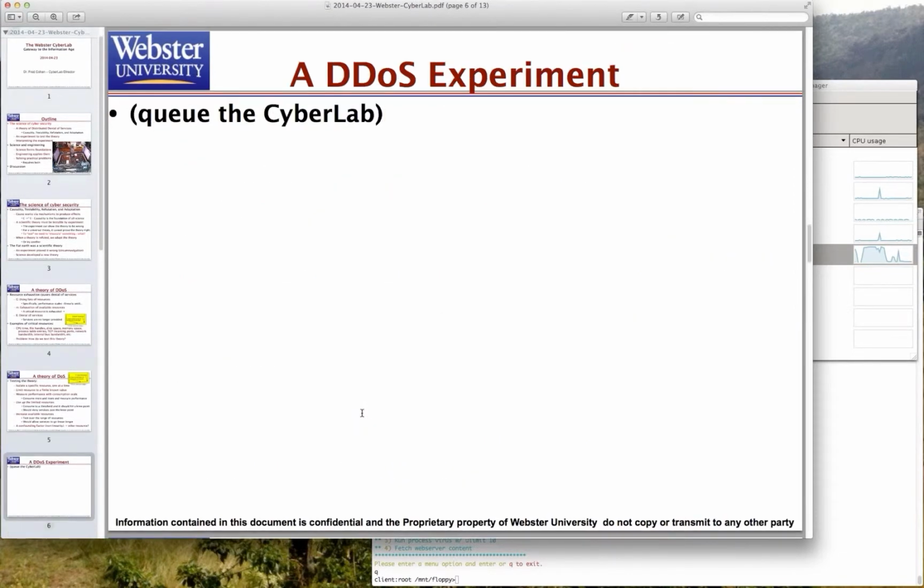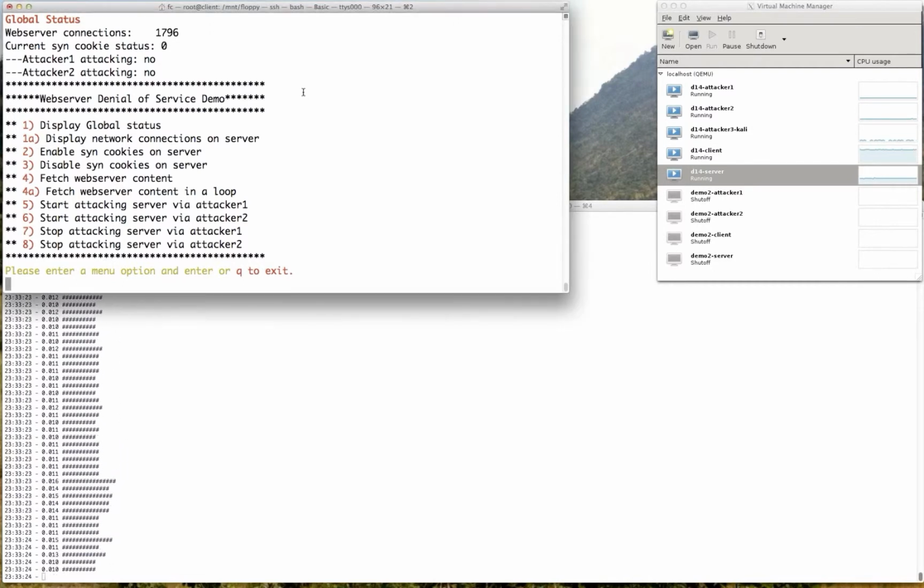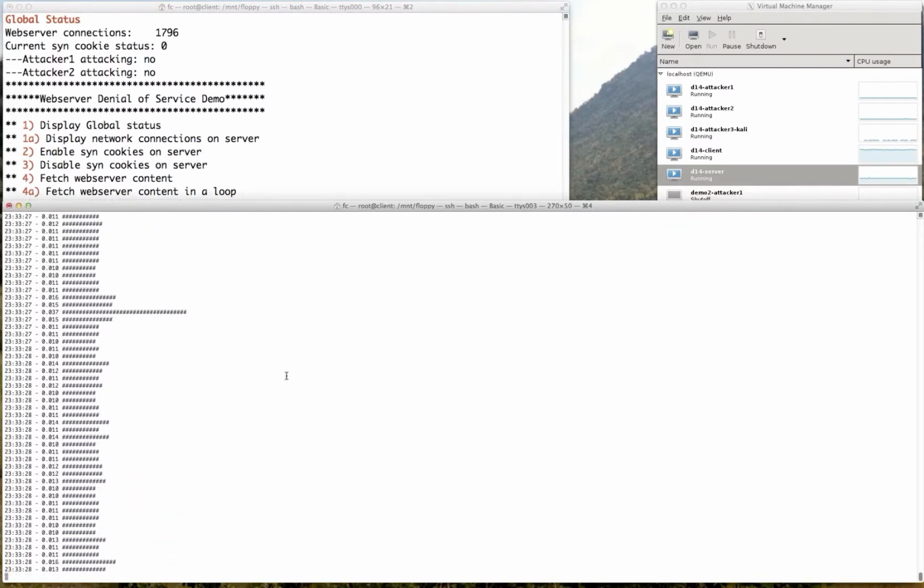Now I'm going to show you the experiment. This is a demonstration of the CyberLab with a distributed denial of service attack. In this particular case, we have a server D14, a client that communicates to the server, and two attackers. We're logged into the client here, and this is a menu to drive the attack. This is a display that tells you how much time it takes to retrieve a web page. Each one of these lines is one web page retrieval. You can see it's taking about 1/100th of a second, give or take.